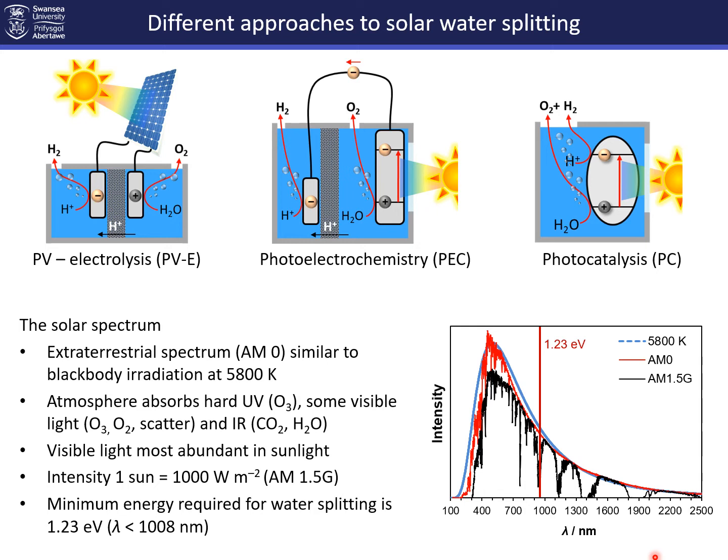Normally, it's assumed that the standard light intensity is 1,000 watts per square meter. That's the universally agreed standard for one sun energy. And if we think about, again, the potential required to split water, this is indicated here, 1.23 electron volts, corresponds to around 1,000 nanometers. So all the photons of shorter wavelength, all this is light that we could potentially use to split water if we are very, very efficient.